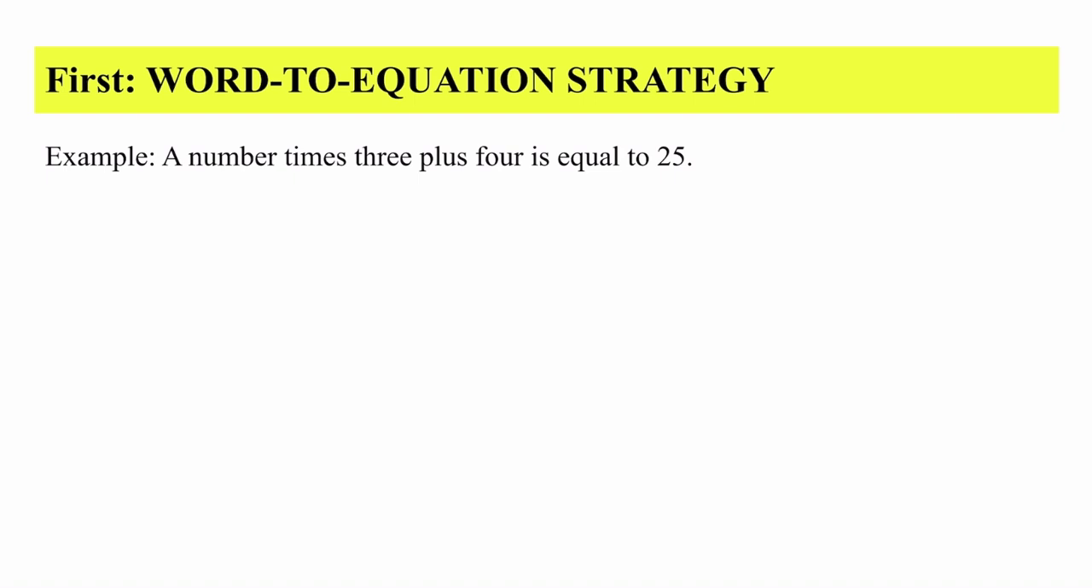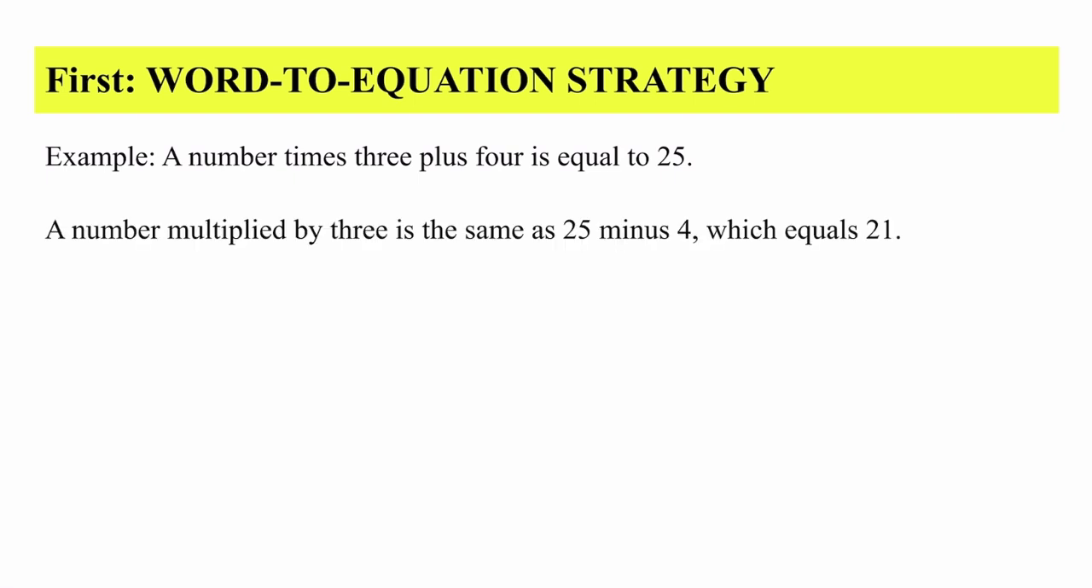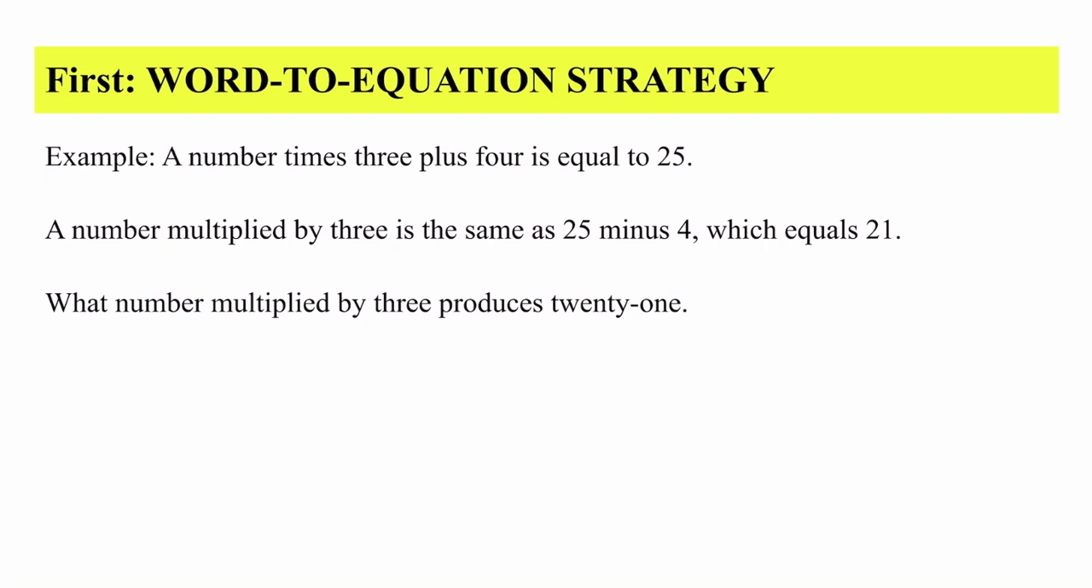When we break down the statement, it is really saying that a number multiplied by 3 is the same as 25 minus 4, which equals 21. This means the number, when multiplied by 3, must give 21. Now think about what number multiplied by 3 produces 21. That number is 7. So the unknown number is 7.